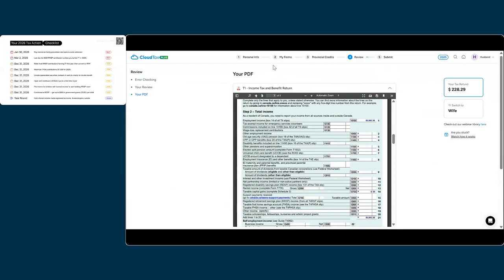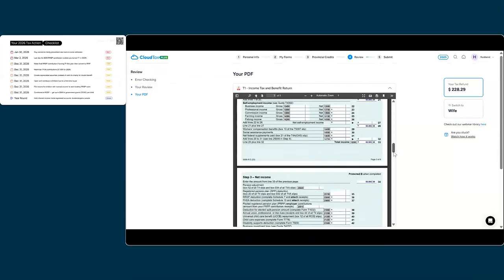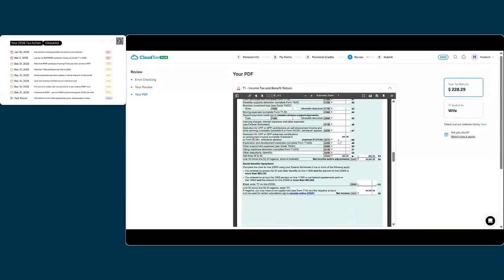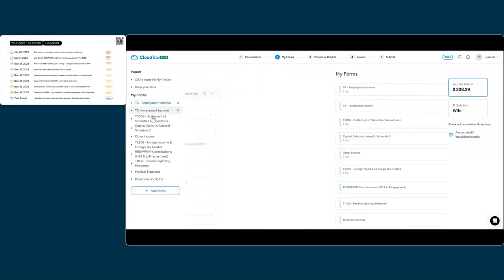So if we were to do this on our own and we're trying to figure out how to use the software, and you enter a new form or new data, you always want to come back here under review, under your PDF. You want to check the number is on there, and that will give you the idea that yes, the number is correct. Then we can just keep going through the list.